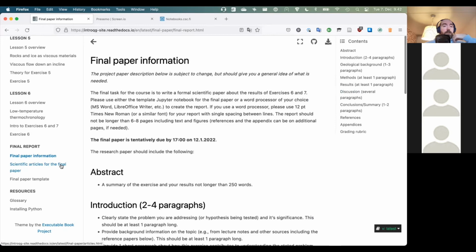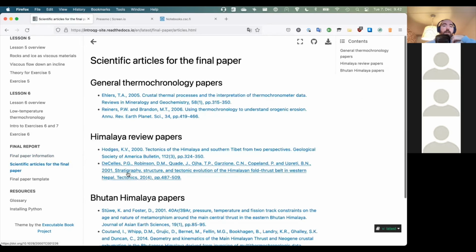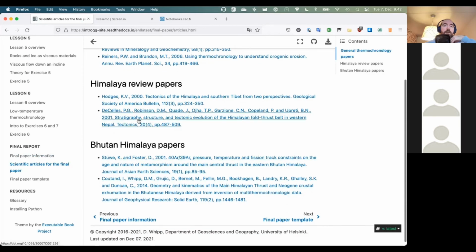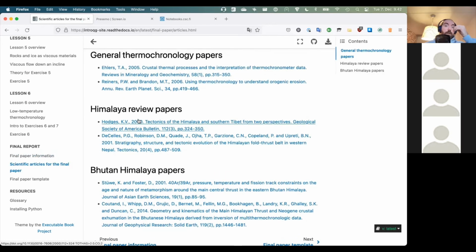As mentioned, there are scientific articles. You can find these on the course page. If you click there, you'll find, I think there's 6 articles here. You happen to need 5 that you'll refer to, at least 5 in the final report. So, if you don't want to use anything other than what's here, that's possible.